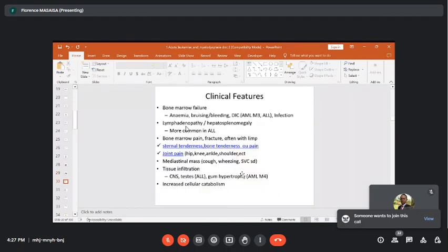We have bone marrow failure with anemia, bruising, lymphadenopathies. They may have bone pain, sternal pain, joint pain, mediastinal masses, and the leukemia can also infiltrate the CNS, the testes, and so on.